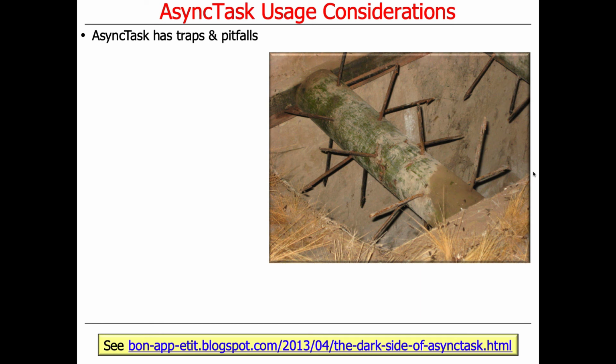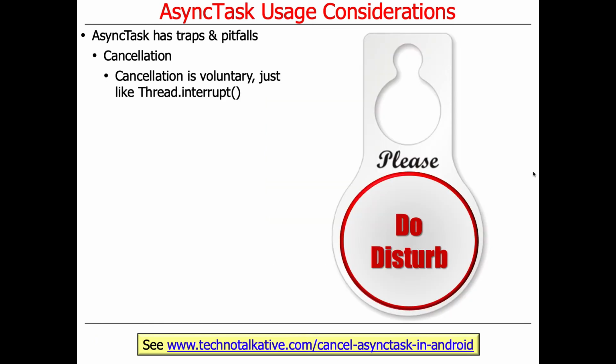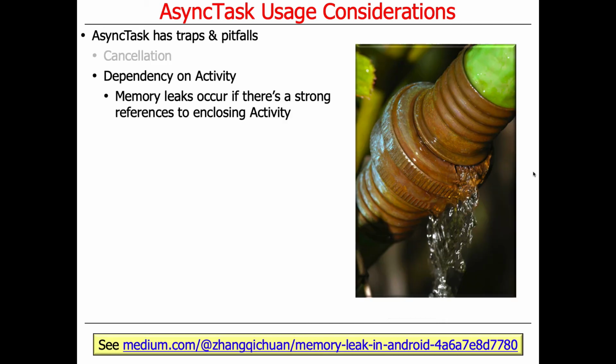There are some traps and pitfalls with AsyncTask. One problem is that cancellation is voluntary, just like for regular threads, so you have to write your code to know how to be shut down properly. There are dependencies on an activity. If you have strong references to an activity inside the AsyncTask object, you can have memory leaks. I won't go through that in detail, but you can read about it here if you want more details. That's why I put that weak reference field in my AsyncTask implementation in the GCD AsyncTask example we looked at.